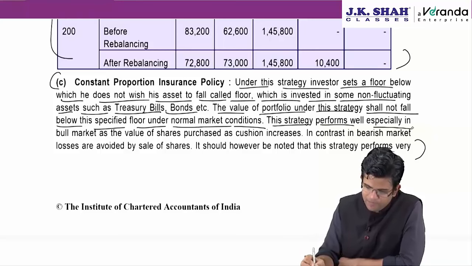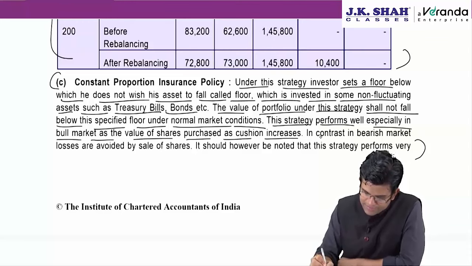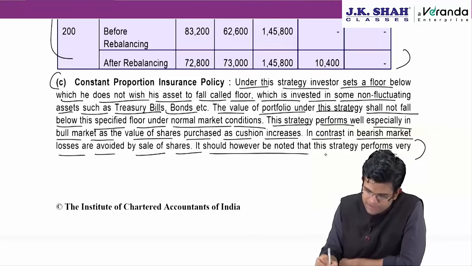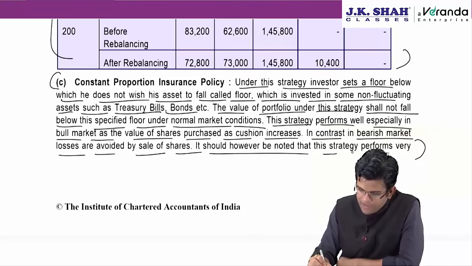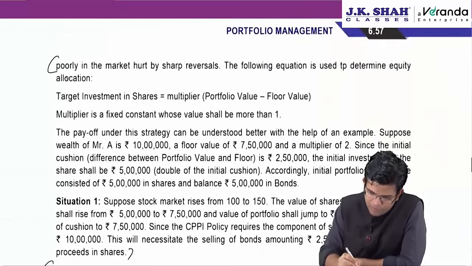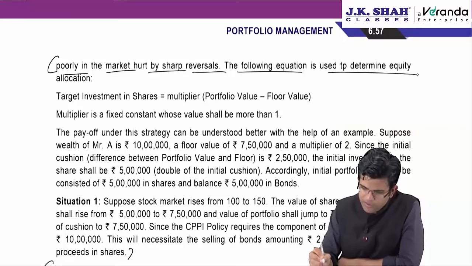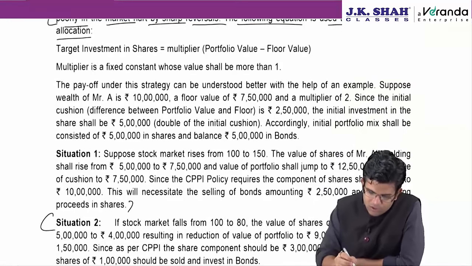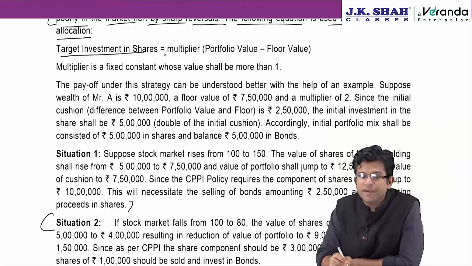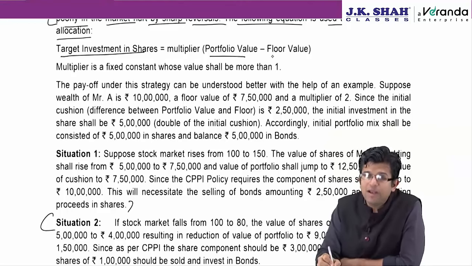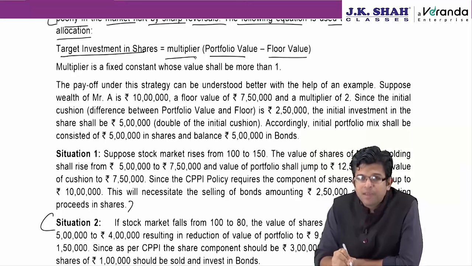This strategy performs well, especially in a bull market, as the value of the shares purchased as cushion increases. In contrast, in a bearish market, losses are avoided by sale of shares. It should, however, be noted that this strategy performs very poorly in a market hurt by sharp reversals. The following equation is used to determine equity allocation. So they are saying investment in equity shares should be equal to portfolio value minus floor value into multiplier.